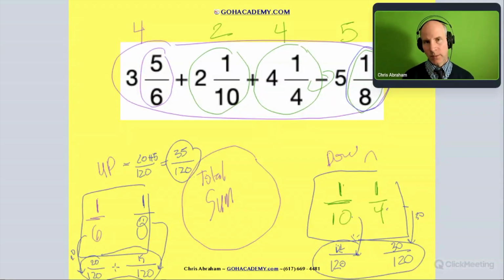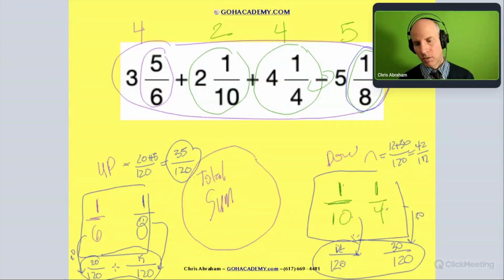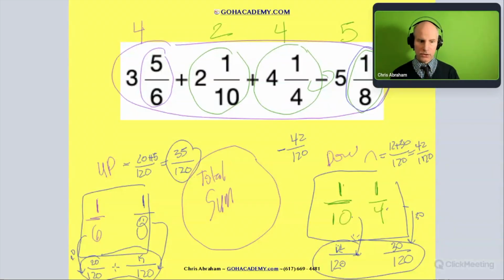These are the ones that we estimated down. And we come up with, we are down by 12 plus 30 over 120. We're down by 42 over 120. So we are actually negative 42 over 120. So just looking at this, we overestimated by 35 over 120.